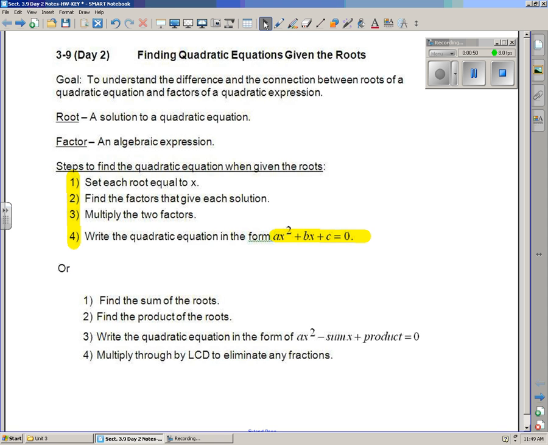The other option is to find the sum of the roots, then find the product of the roots, and then write the quadratic equation in the form of x squared minus the sum of the roots times x plus the product equal to 0. If you have any fractions, you're going to multiply through by the least common denominator to eliminate them. So I'm going to show you both ways to do this. And again, you can choose which way is easier.